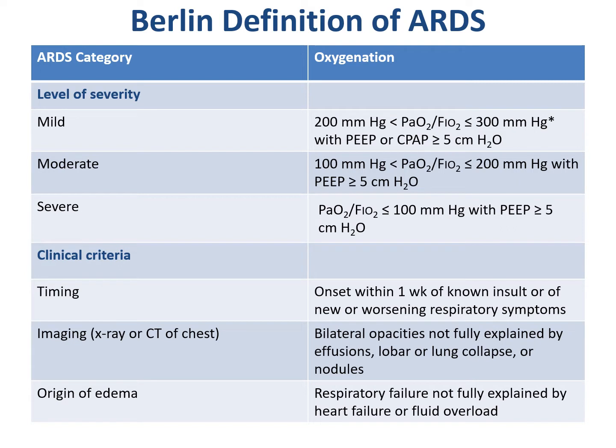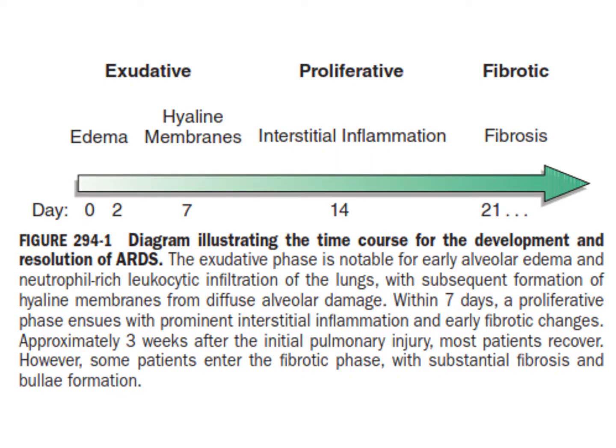Now clinical criteria: timing, imaging, and origin of edema. Timing: onset within 1 week of a known insult or of new or worsening respiratory symptoms. Imaging: bilateral opacities not fully explained by effusions, lobar or lung collapse, or nodules. The origin of edema: respiratory failure not fully explained by heart failure or fluid overload.